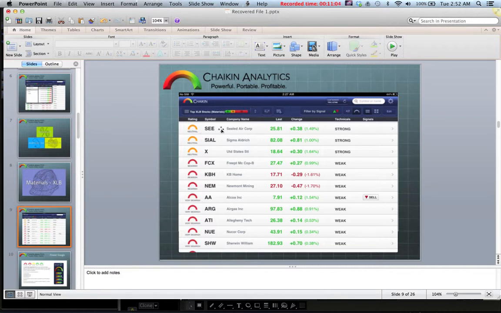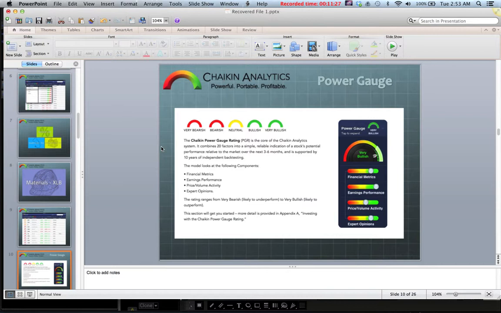But several stocks ranked higher than what you see here, which begins with the SEE and SIAL and US Steel. There's a bunch of stuff that is bullish. So we're looking at the bottom half of the watch list. And you can see there's a trading signal down here near the bottom for a stock with a very bullish power gauge rating. So let's talk about the power gauge rating first and foremost.